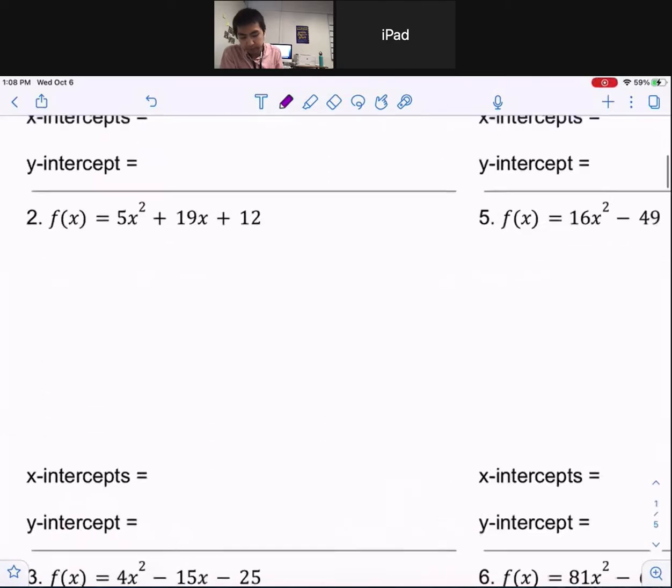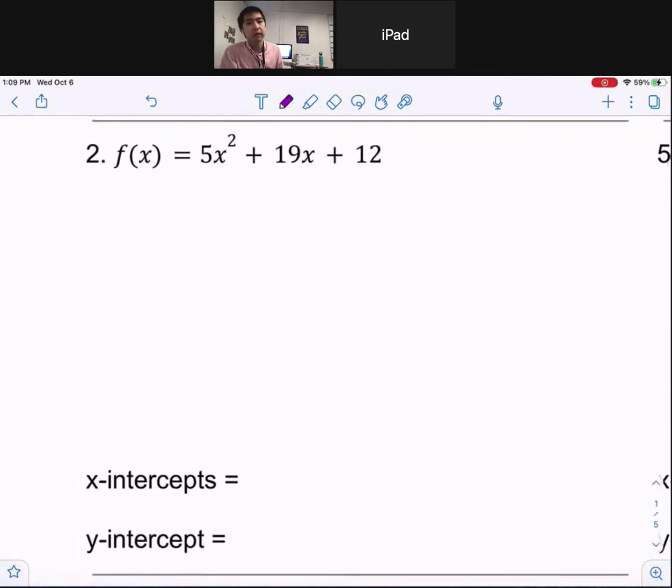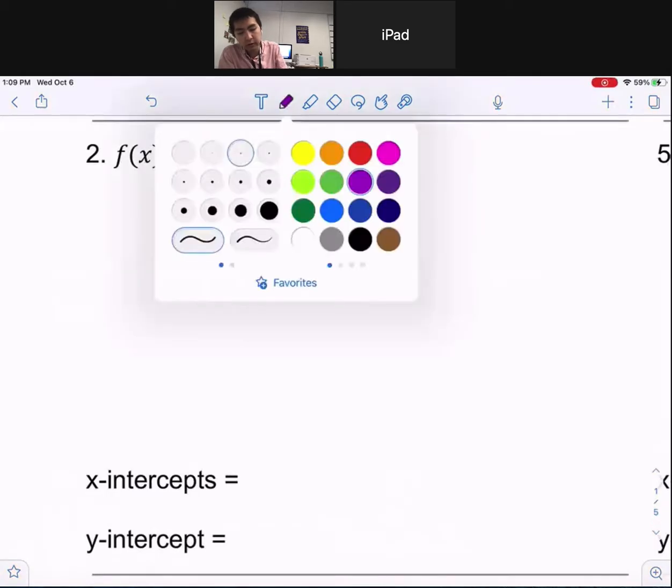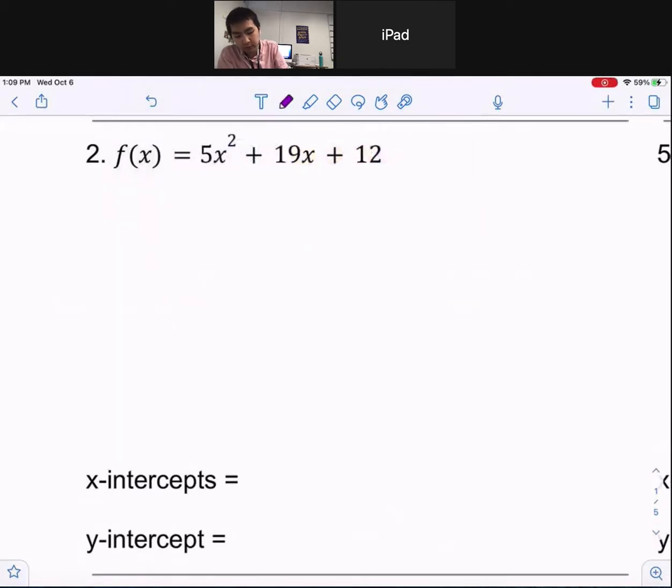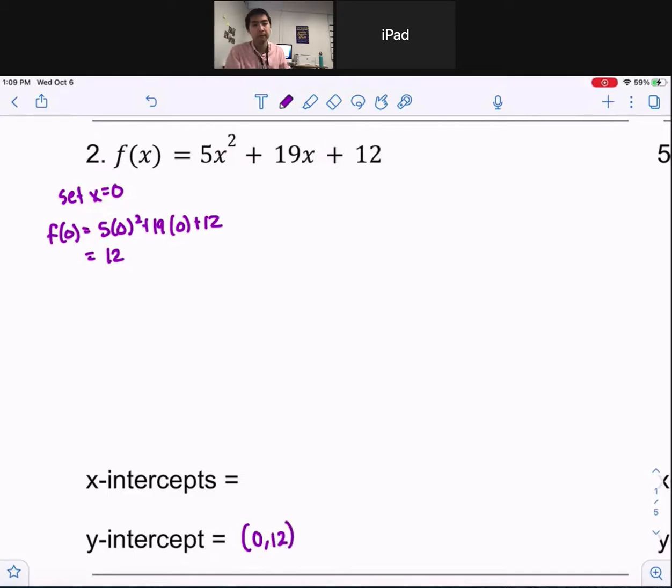So here's number 2. To find our y-intercept, you have to set x equal to 0. So if you set x equal to 0, we get this. Plug in 0 everywhere you see an x, and you're going to get 12. So for our y-intercept, you're going to get 0, 12. So that's your y-intercept. Now you've got to find your x's.